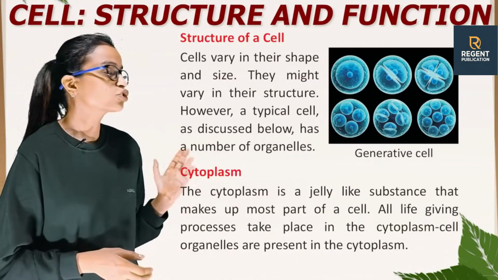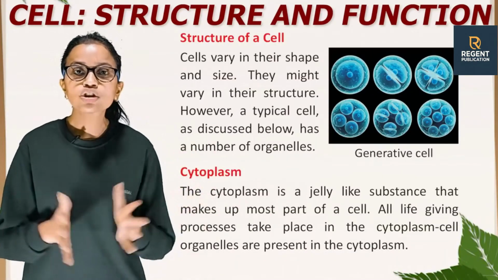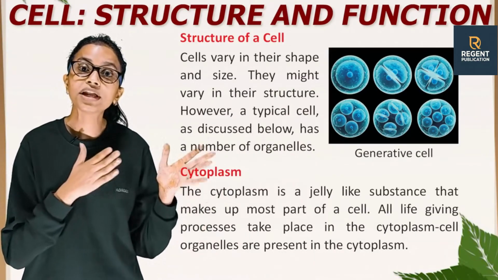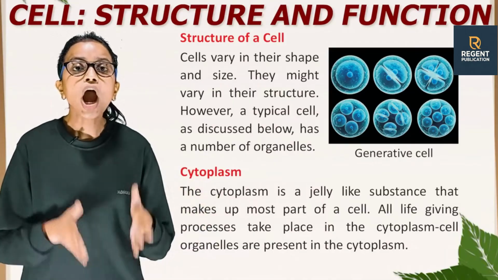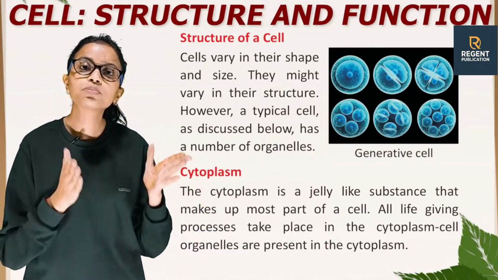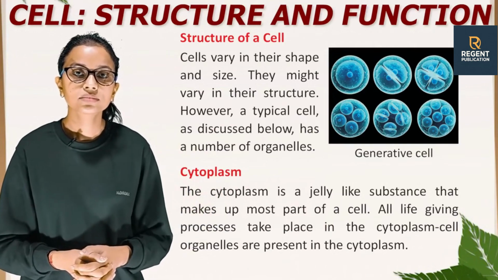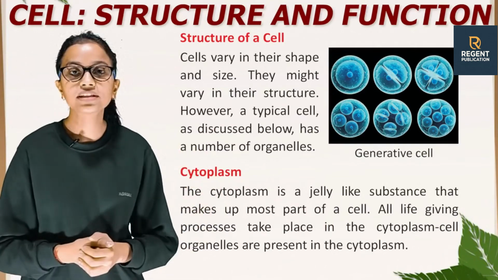Now, structure of a cell. Cells vary in their shape and size. They might vary in their structure. However, a typical cell, as discussed below, has a number of organelles. This is a picture of a generalized cell.